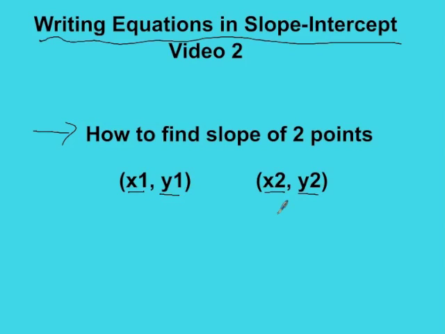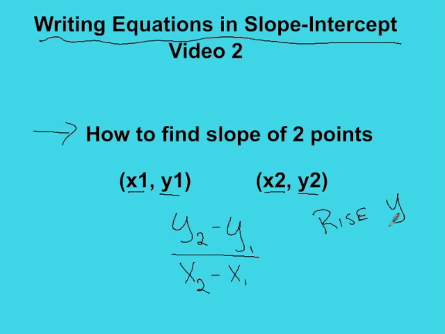The equation that we're going to use is y2 minus y1 over x2 minus x1, because we're looking for the rise over run in our slope. The rise part is always the y coordinate, and the run part is always the x coordinate. So we're doing the y coordinates over the x coordinates. We'll take y2 minus y1 over x2 minus x1, and that will give us our slope from 2 points.